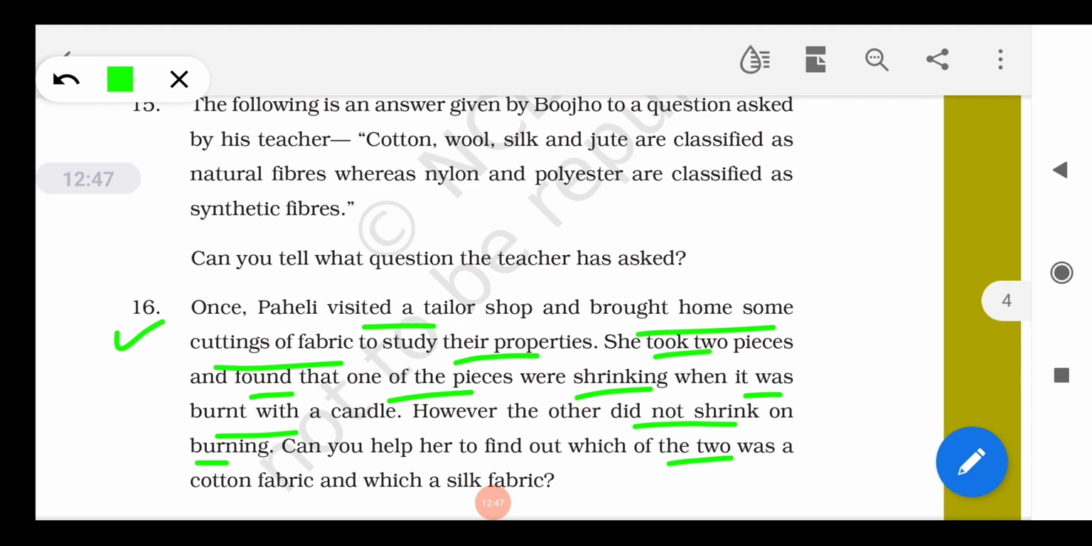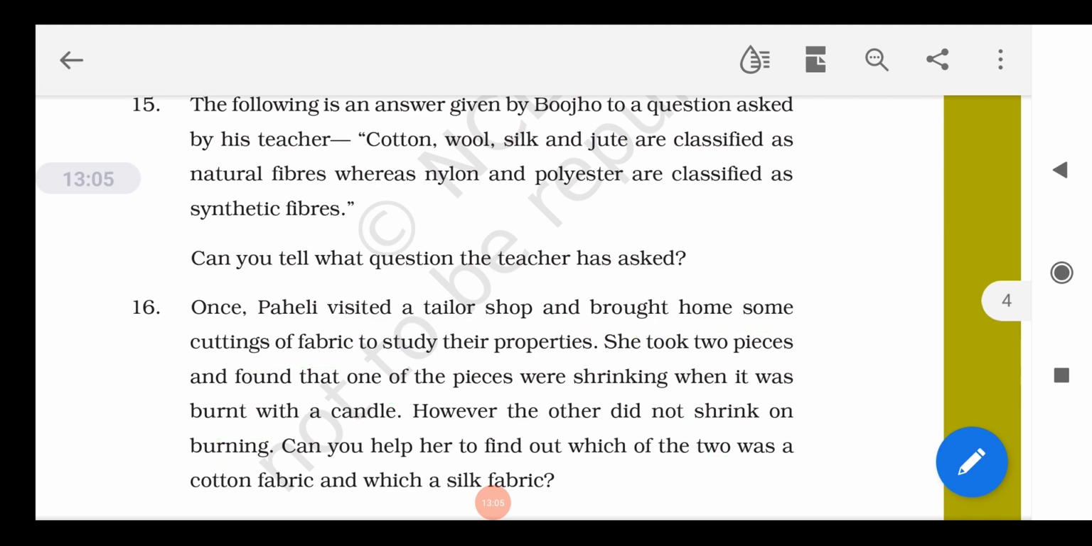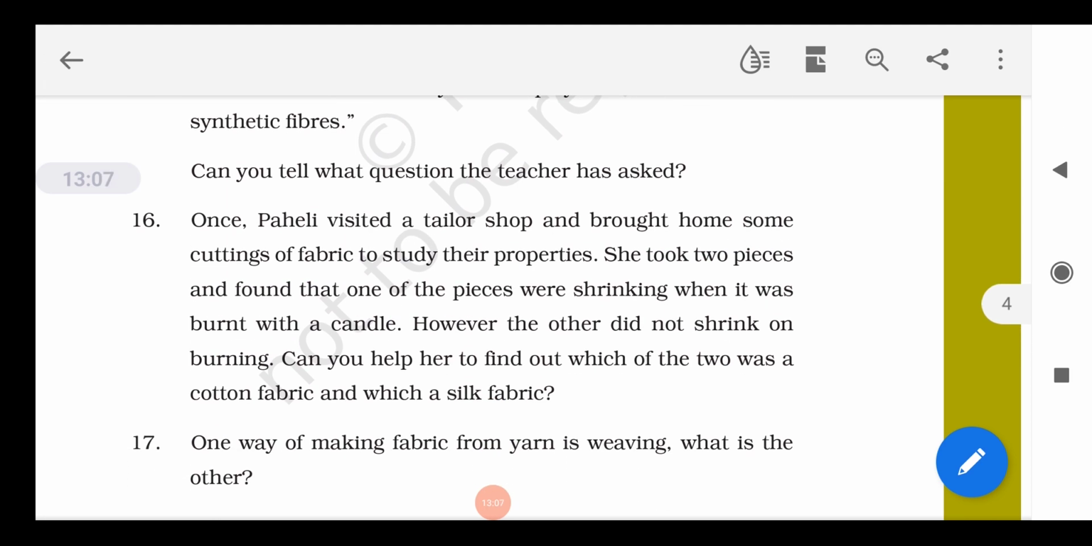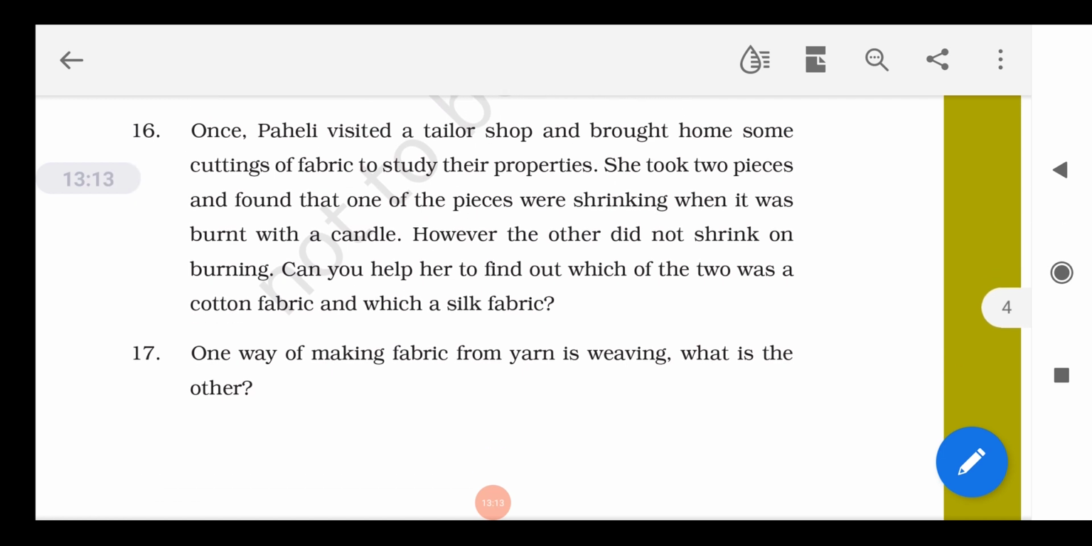See dear students, on burning, silk fabric shrinks because silk fabric contains protein. But cotton fiber does not shrink because cotton fiber is a plant fiber and it doesn't have protein, it has starch, so it does not shrink. And cotton fabric gives a burning smell.